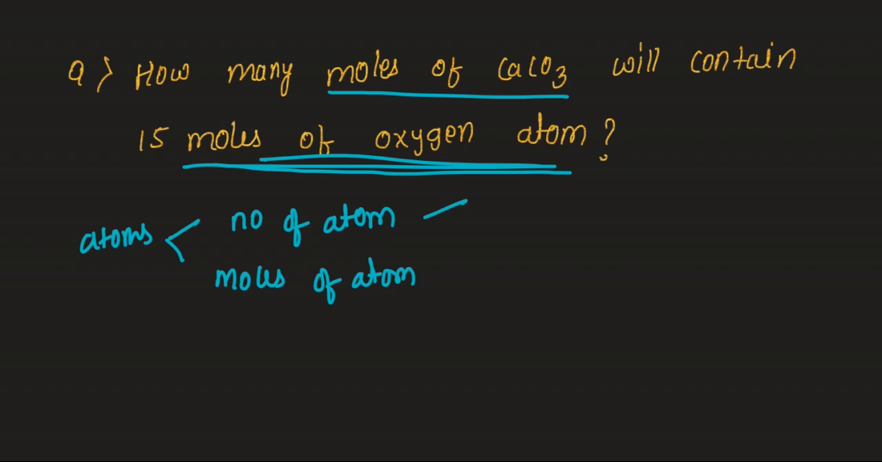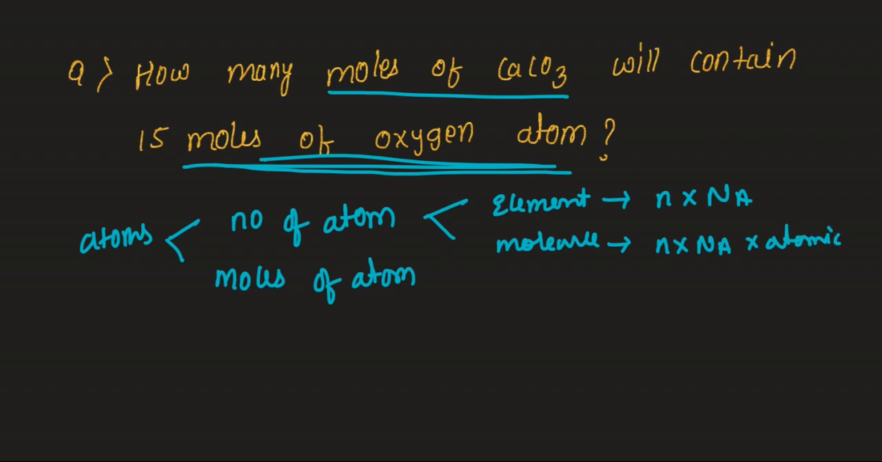If the question is number of atoms, then check whether the question is related to an element or to a molecule. If it is related to an element, then what is the formula? N into Avogadro's number. If it is related to a molecule, then what is the formula? N into Na into atomicity. Now what happened here? Can anyone answer whether the question belongs to the first category or the second category?